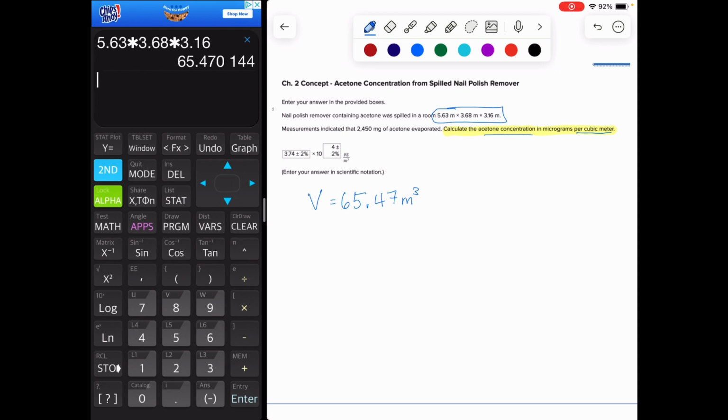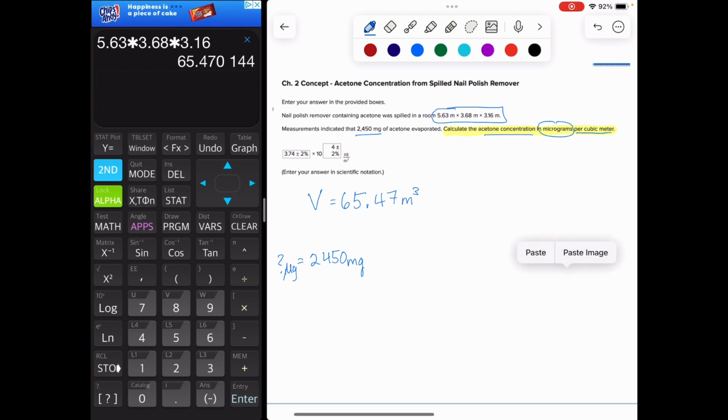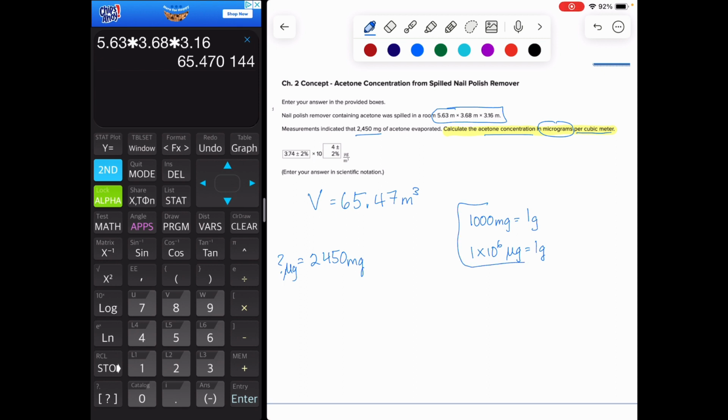Now we want the acetone concentration in micrograms. The little mg is milligrams, so we've got 2450 milligrams, but we need to change that to micrograms. There are a couple of methods of doing that. I think probably the easiest is to remember from our metric prefixes from the first chapter. There are 1,000 milligrams in 1 gram, and there are 1,000,000, which is 1 times 10 to the 6th, micrograms in 1 gram. Since they are both equal to 1 gram, this is how many are equal to each other.